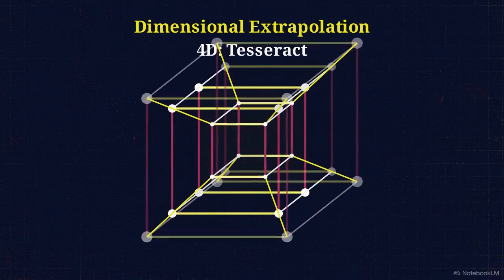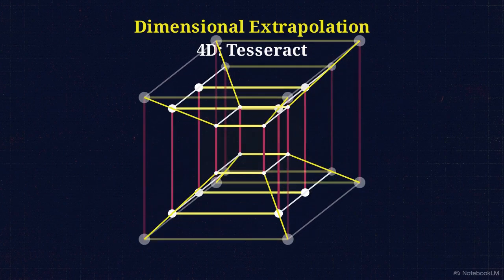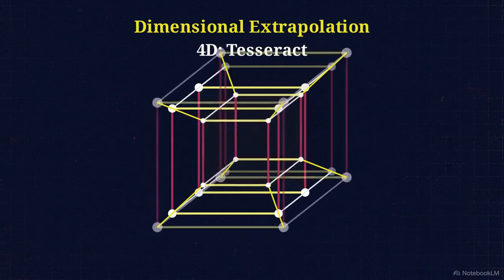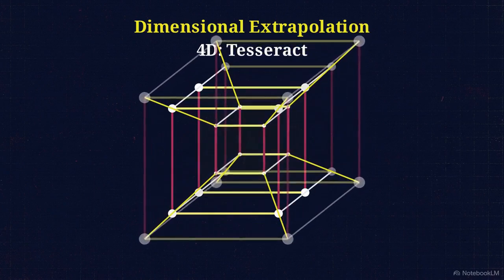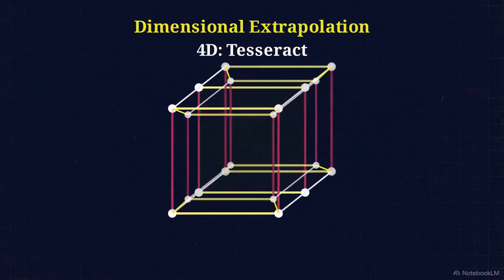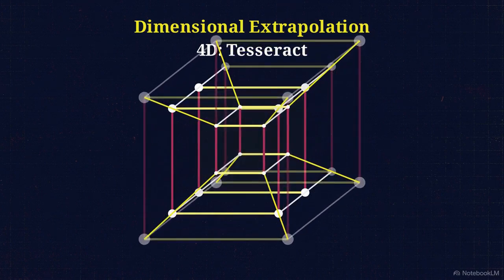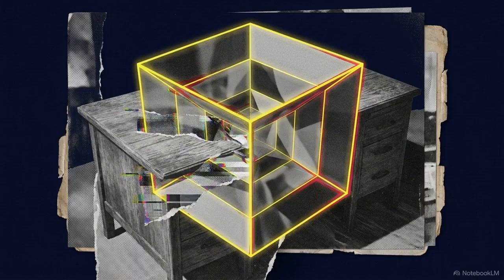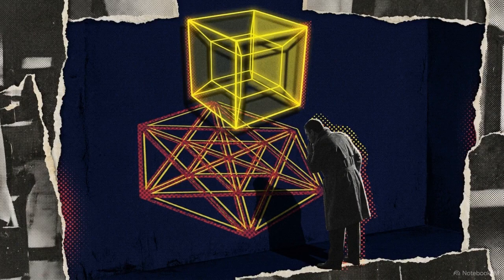Finally, we apply the rule to the unseeable. Sweeping the entire 3D cube along the invisible W-axis creates a tesseract, a hypercube with 8 cubical cells and 24 square faces. A true tesseract cannot physically fit within our three-dimensional world. To study it, we are forced to observe its shadows, lower-dimensional projections that require a radical shift in how we interpret shape and volume.